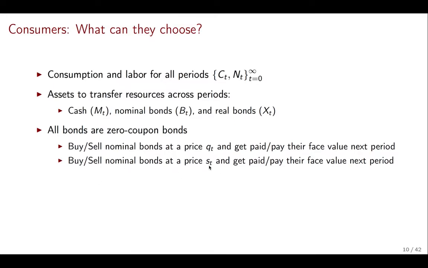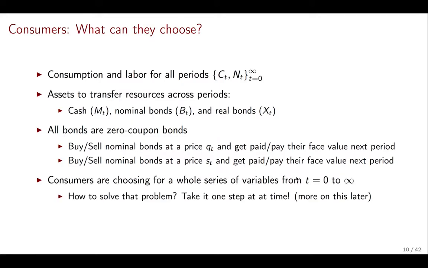The real bonds price is ST, and then you get paid their face value in the next period. And so consumers are choosing the whole series of variables of cash, nominal bonds, and real bonds from t equals 0 to infinity. And the way we're going to solve that is we're going to take it one step at a time. Basically, every period we're going to be able to analyze separately. More on that in the next video.